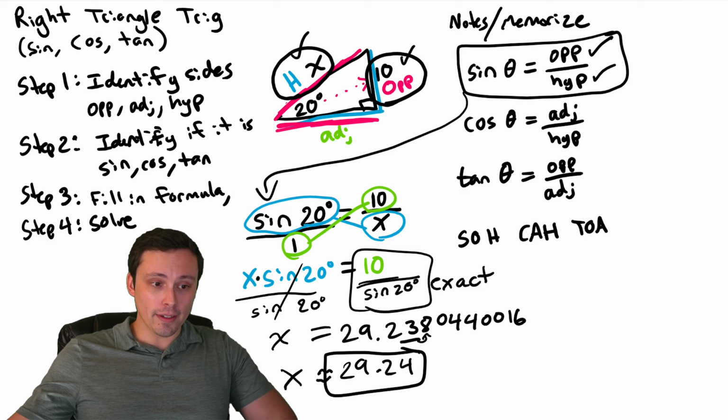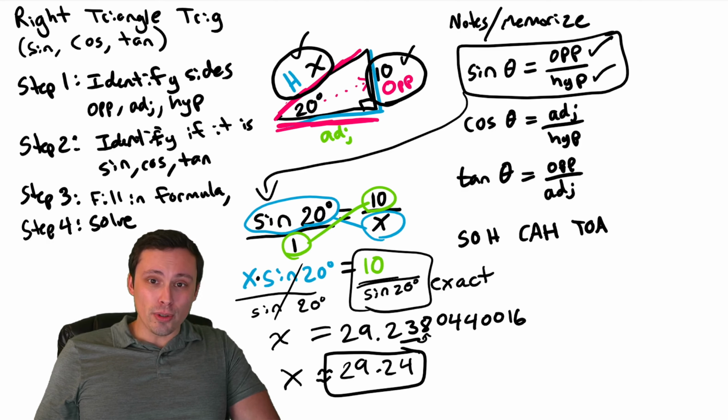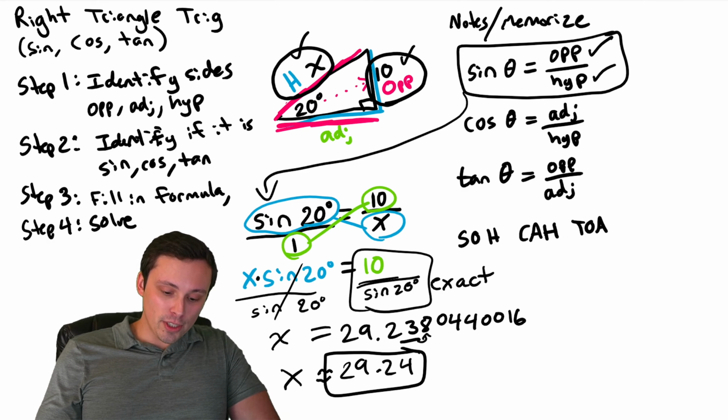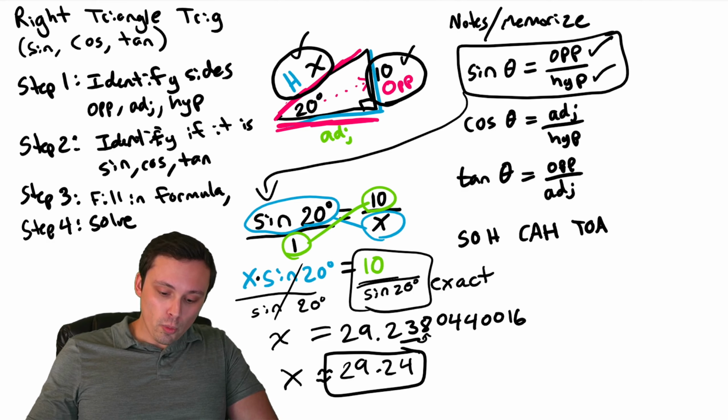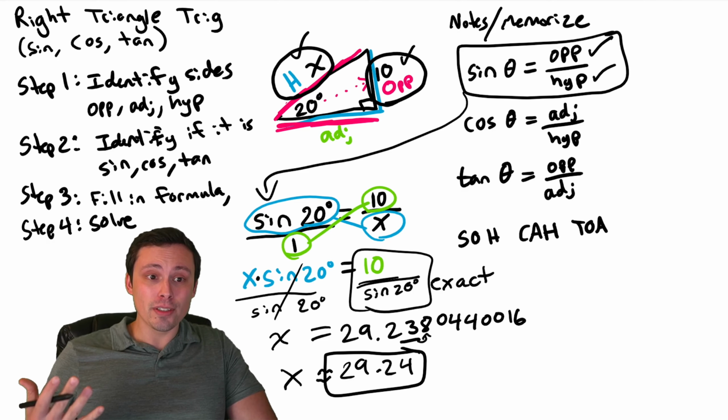So I want to explain, what is this actually doing? What is your calculator actually doing when you press the sine 20 button? That's the bit that I want to explain. So what is this? This is actually similar triangles.